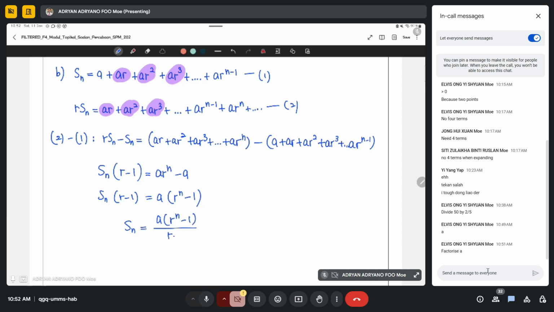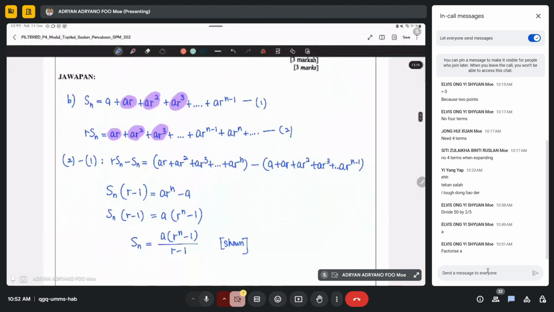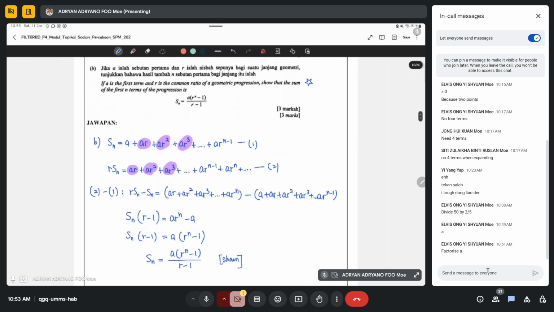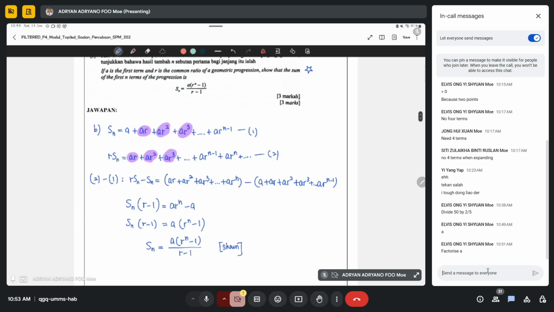So it is shown like this, it matches. That is your theory on how to prove the sum of n terms: you form two equations, subtract them from each other, factorize, and rearrange to find the proof. This is how you show the sum of n terms. I saw this quite a lot in your trial too, so maybe you can focus on that topic, the proving, just in case.